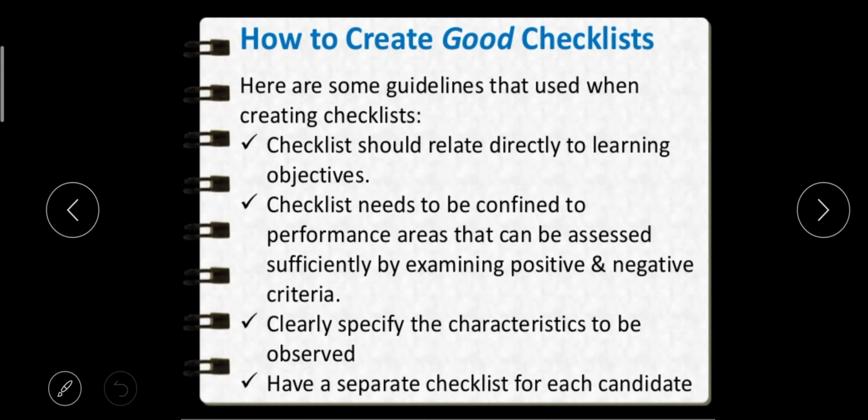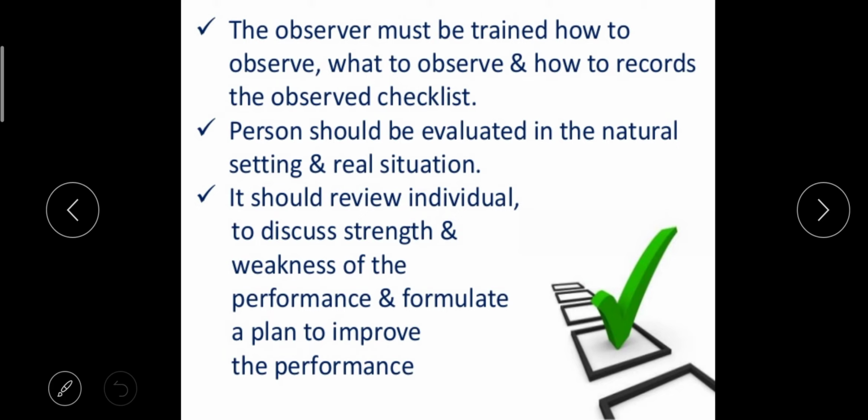Next we will see how to create a good checklist. Here are some points that you have to follow while preparing a checklist. First, the checklist should relate directly to the learning objectives. It needs to be confined to the performance area that can be assessed sufficiently by examining the positive and negative criteria. Clearly specify the characteristics to be observed and have a separate checklist for each candidate. The observer must be trained how to observe and how to record the observed checklist.